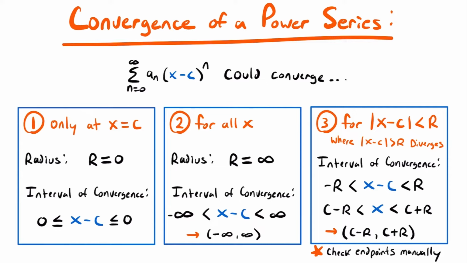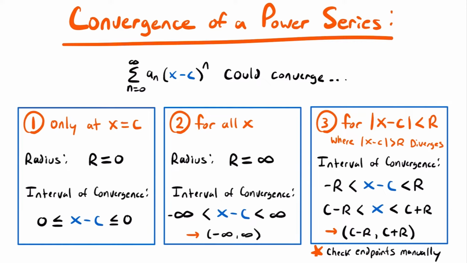And so if we added c to both of these sides, then your interval of convergence would look like this. The power series would converge for values of x between c minus the radius and c plus the radius. And we could also write that in interval notation like we have right here. So what we would be saying for this third case is that our power series converges, or the function that it represents is defined, for values of x between whatever these two values are, depending on what c and r are equal to.